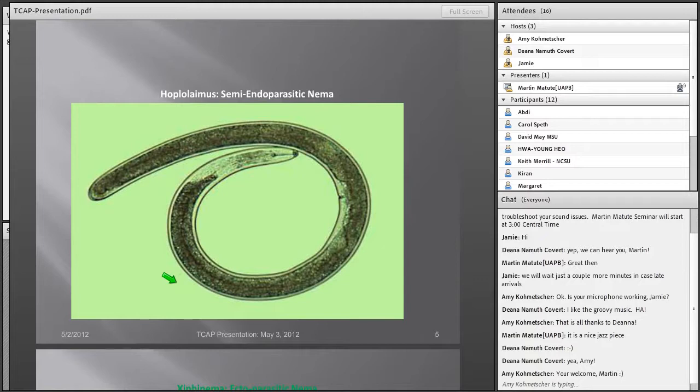If you look at the stylet here, it's supposed to be a longer stylet. And then this is a vulva here. So this tells us this is a female we're actually looking at here. This is the vulva right here.